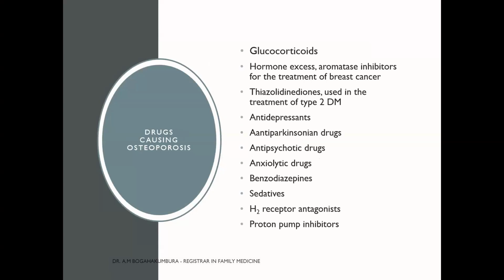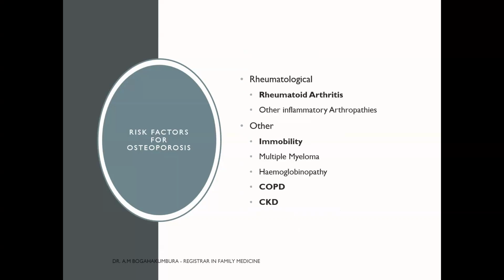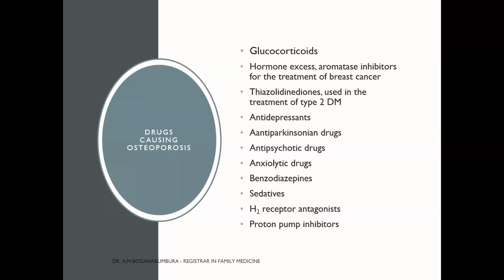And drugs causing osteoporosis, they are glucocorticoids, hormone excess, aromatase inhibitors for the treatment of breast cancer, thiazolidinediones used in the treatment of type 2 diabetes, pioglitazone, antidepressants, anti-Parkinsonian drugs, antipsychotic drugs, anxiolytic drugs, benzodiazepines, sedatives, H2 receptor antagonists, and proton pump inhibitors. Now you can see most of the drugs we use in our day-to-day practice. So we have to keep in our mind about the risk of osteoporosis. And in our patient, there were two risk factors. They are early menopause at 40 years, which was not treated with HRT, and family history of fragility fracture of her mother.